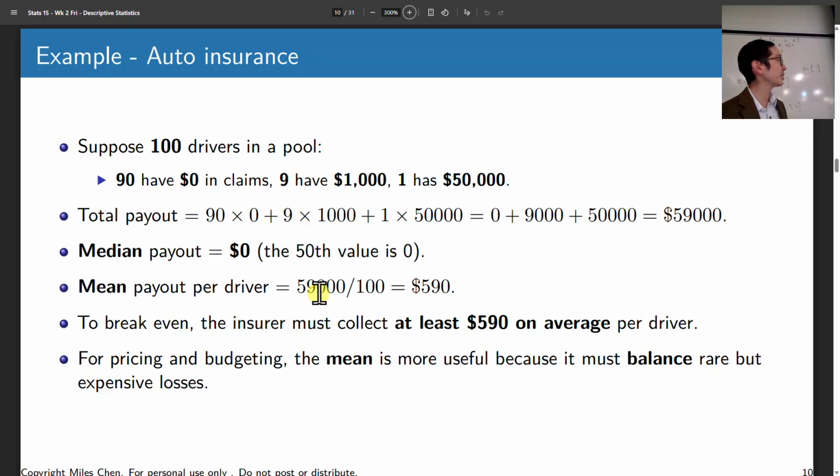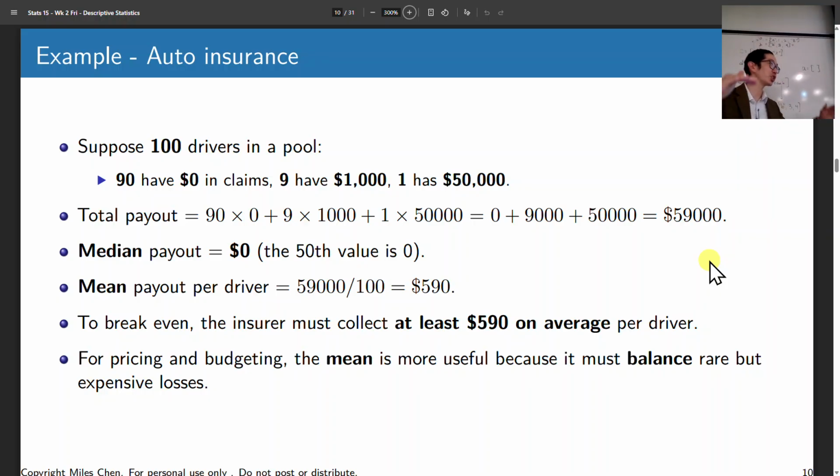So in order to break even and just cover your bases for the 100 drivers, you need to charge around $590 per customer here, okay? And then basically these 90 people who've been paying $590, all of their money goes to pay the big accident at the end. But that's how that works, okay?